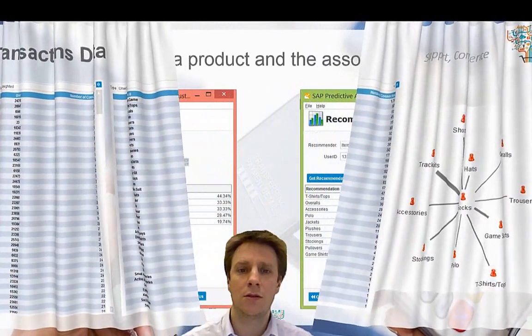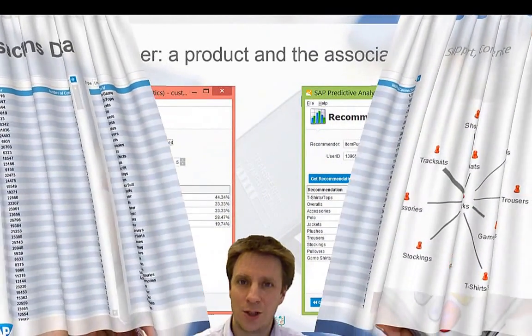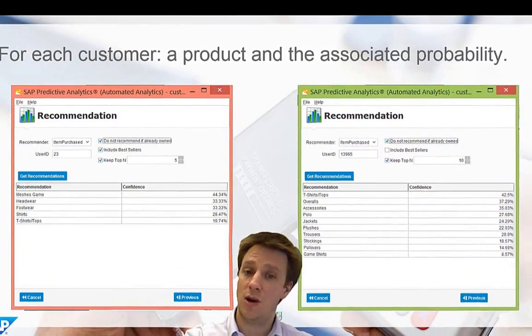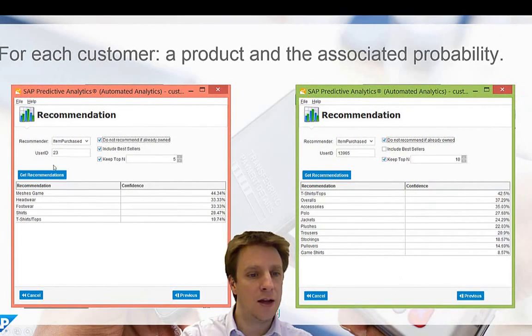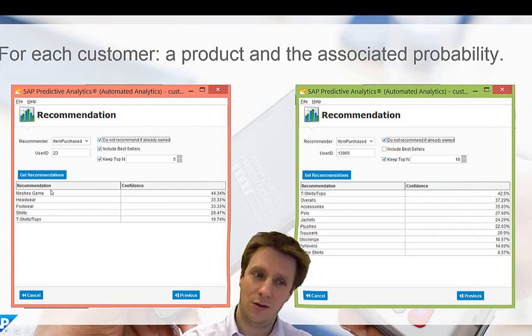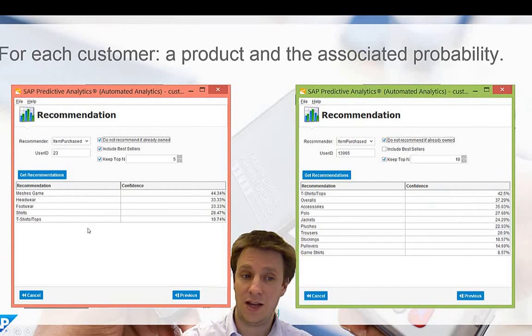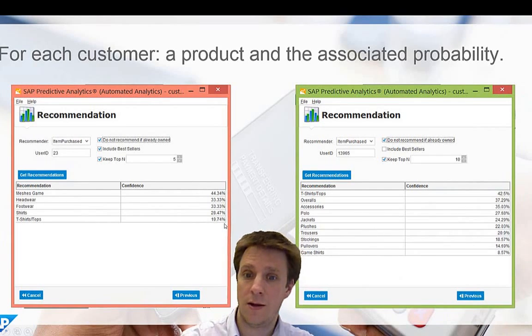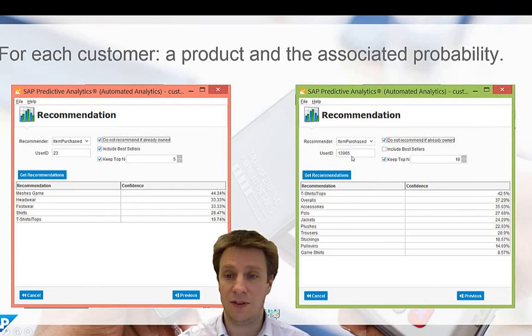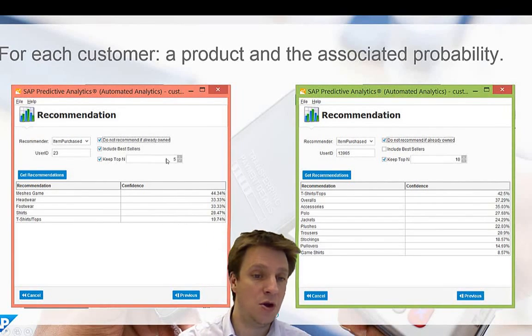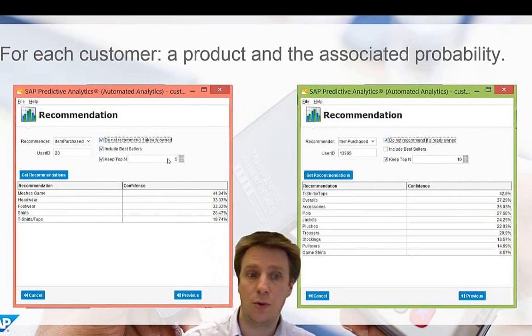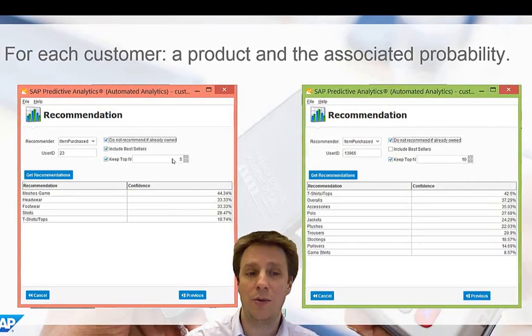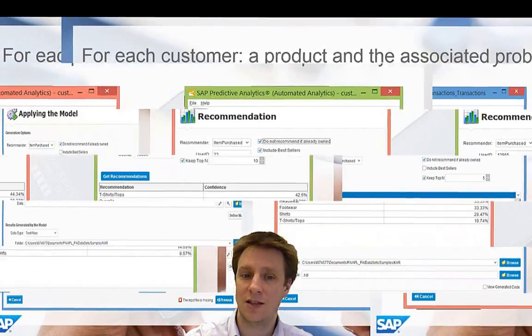Which product should I recommend to which customer? And so that's why we will see in the demo that actually just by specifying the user ID, the system will tell you what are the products that we should recommend to this person and what is the probability that this person will buy the product. Indeed, different users will have different products. You can include or exclude products that the user has already been buying. You can include bestsellers, etc.